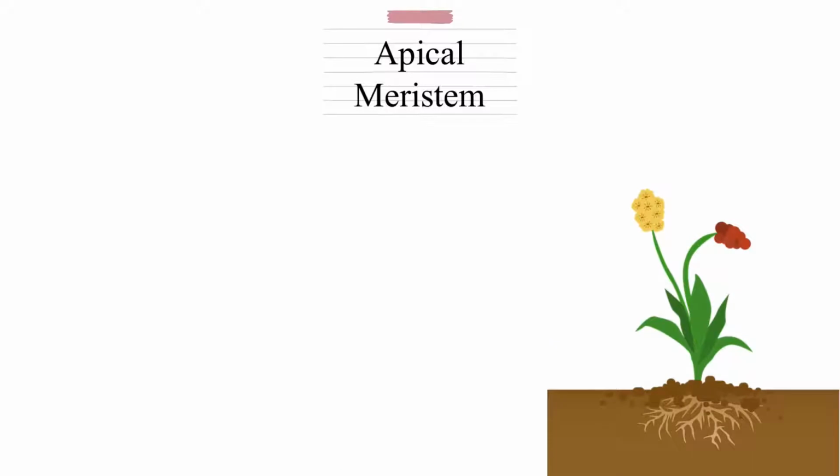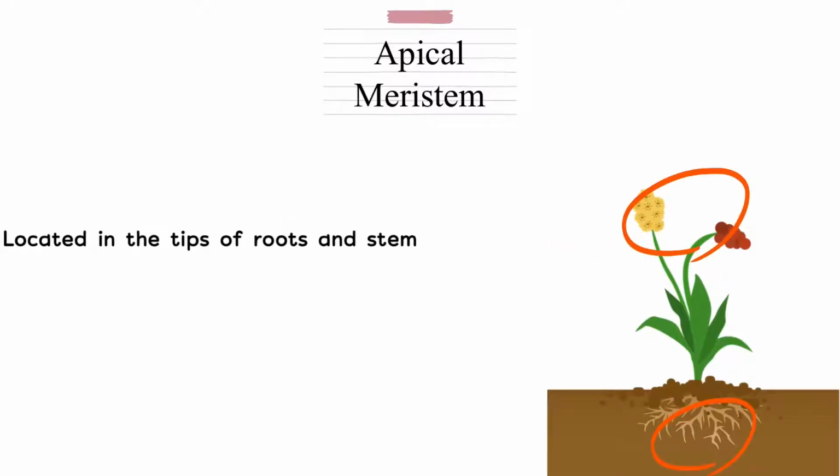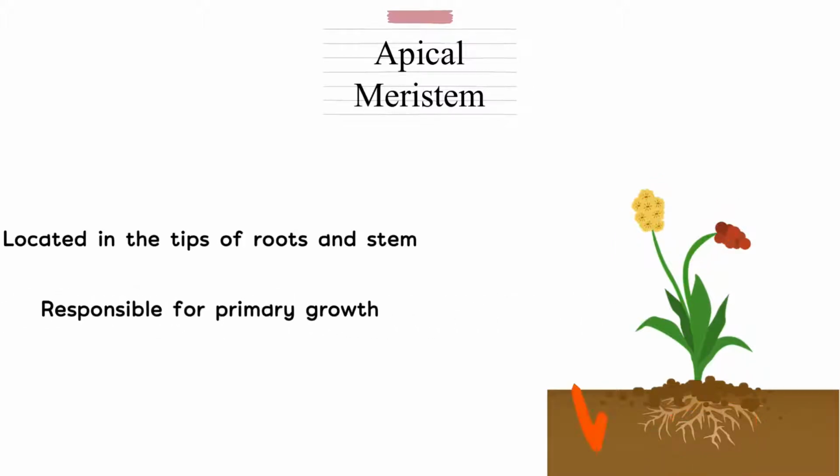Apical meristem. It is located in the tips of roots and stem. But why? That's because apical meristem is responsible for primary growth, that is, increase in the length of plants.